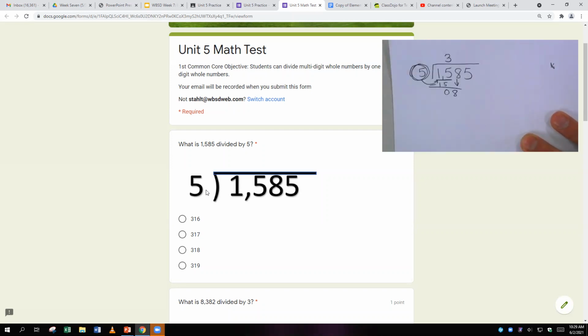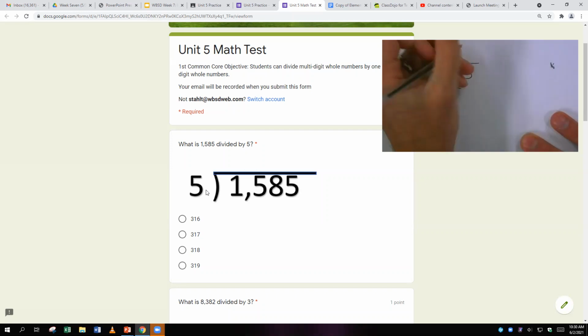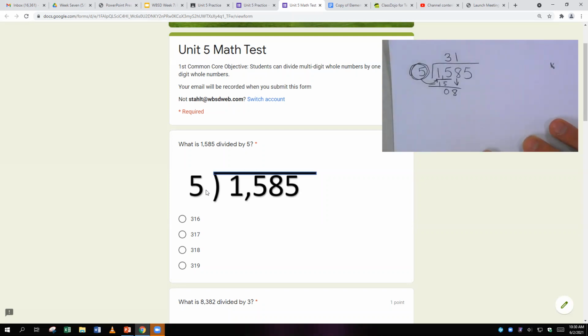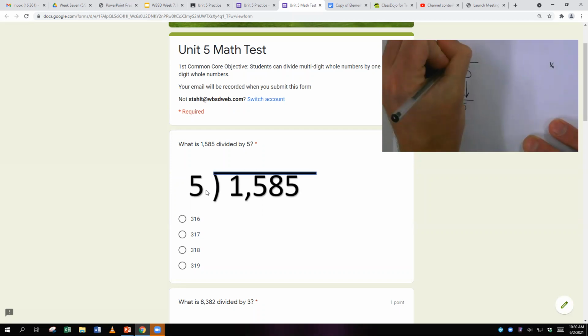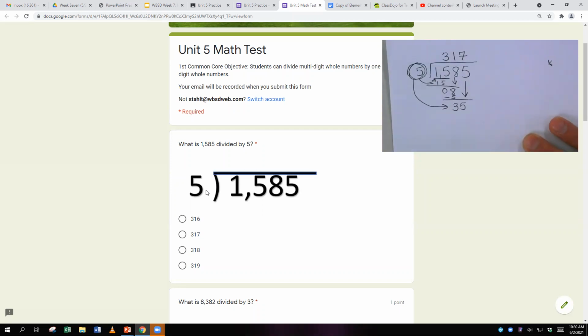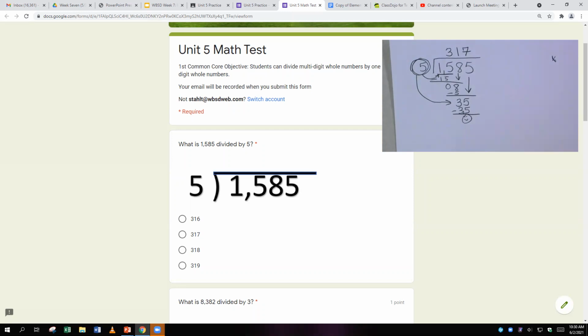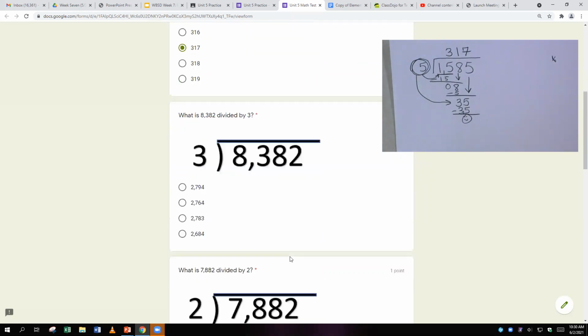The next value is the tens place. So how many 5s can you pull from 8? You can pull only one group of 5. And then is there anything left over? Sure there is. You pulled out one group of 5, so you have 3 left over. Bring down the next number. How many 5s are in 35? Well, there's exactly 7 5s in 35. And is there anything left over? No, because 7 times 5 is exactly 35. So there's absolutely nothing left over. Therefore, the answer is 317.